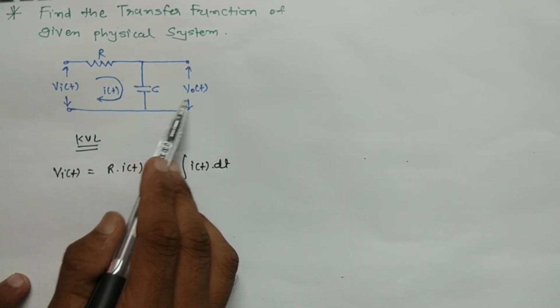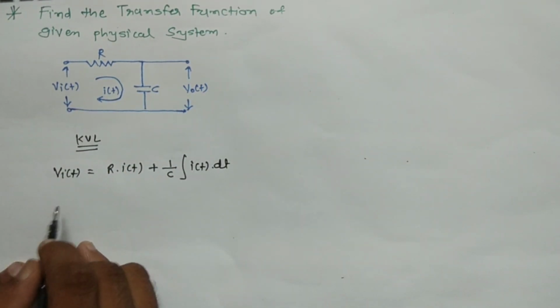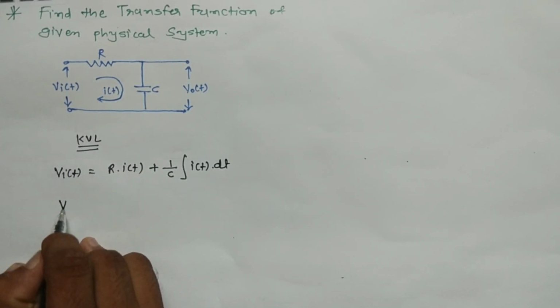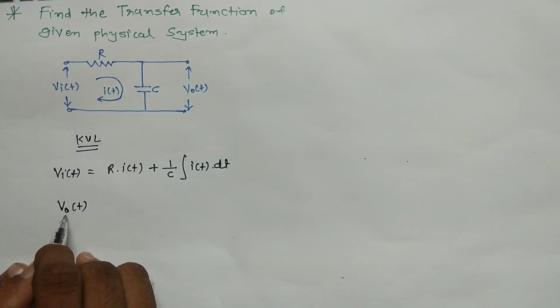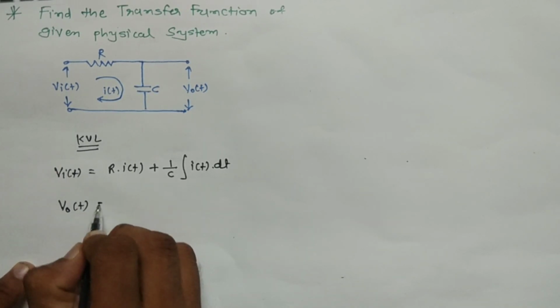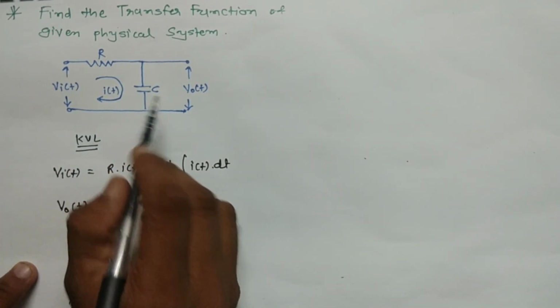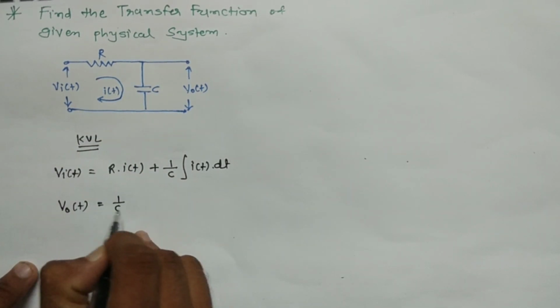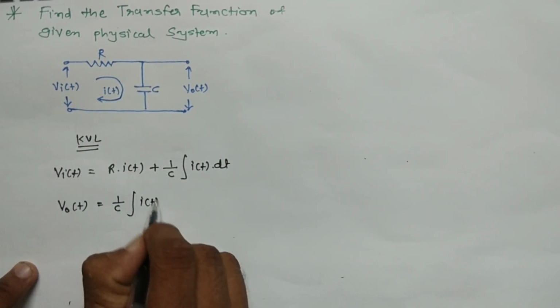Now, for this loop, we can write V0 of t. I am pronouncing V0 for the output voltage. V0 of t is equal to the voltage across this capacitor, which is given by 1 upon C integration of I of t into dt.